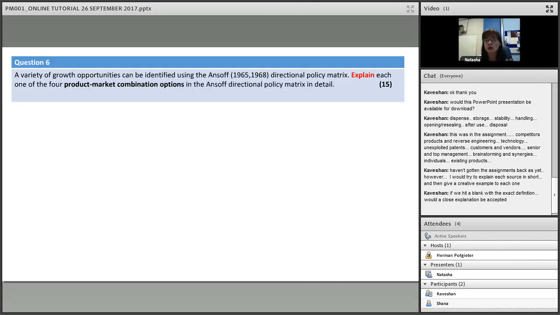Kavesh, I see you have a question. Let me read it before we continue. If we hit a blank with the exact definition, would a close explanation be accepted? For sure, definitely. If it is closely related to the theory, if I can see you know what you are writing about, you will get the marks. And this is what we prefer.